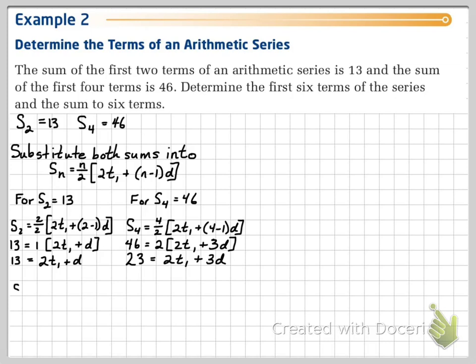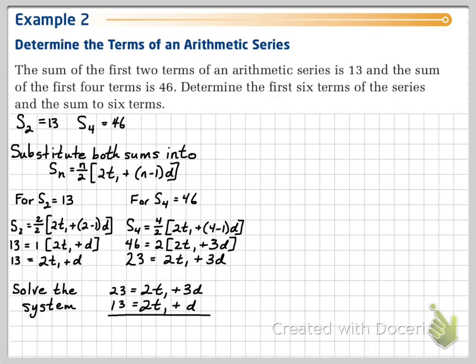So I'm going to put them together and solve a system of equations. That is going to be 23 equals 2T1 plus 3D, and 13 is equal to 2T1 plus 1D. If I subtract these two equations, I will eliminate my 2T1s. That's one of the methods of solving a system of linear equations. So therefore, 23 minus 13 is 10. The 2T1s are going to cancel to leave me with 2D is 10. And of course, D will equal 5.